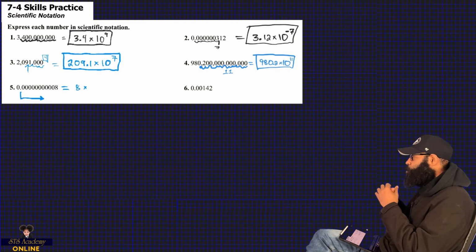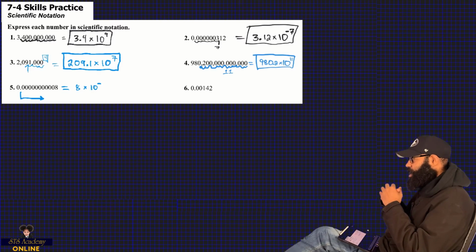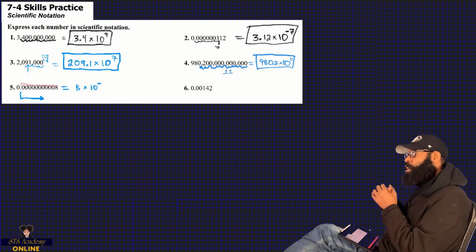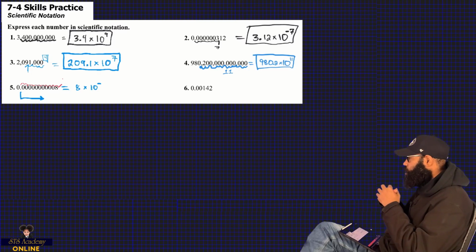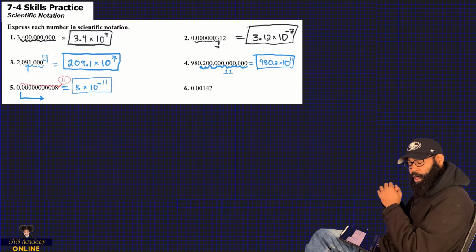So here, guys, I'm moving the decimal to the right. Nice and easy, there's only one digit, it's 8. So 8 times 10, and I already know it's going to be negative because I want 8 to be super small. I'm going to change 8 to a really, really small number. I multiply it by 10 to the, how many little loops were there? 11 again. So 8 times 10 to the negative 11th power. So guys, scientific notation is rewriting a number using the exponent.